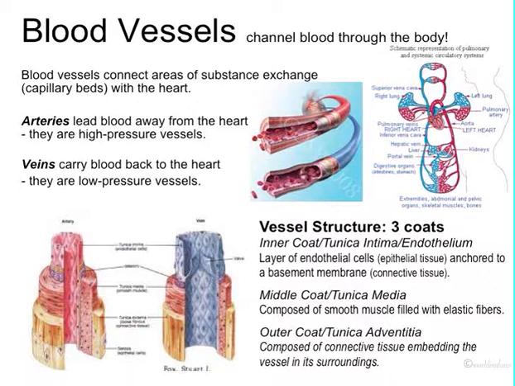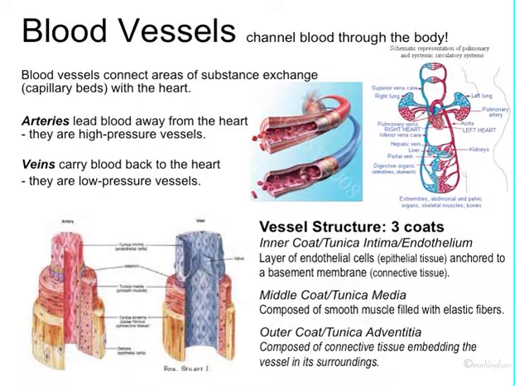When we look at the vessel structure, they both are made up of three different coats. We have an inner coat, we can call that the tunica intima, or sometimes we also call that the endothelium. This is a layer of endothelial cells, which is an epithelial tissue, and they are anchored to a basement membrane, which is connective tissue. Again, we always have that structure where the epithelial tissue is connected on the base to the connective tissue via a basement membrane.